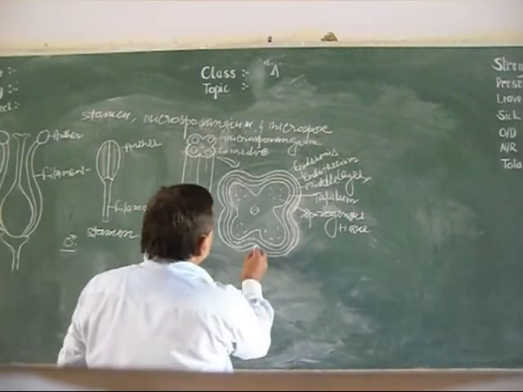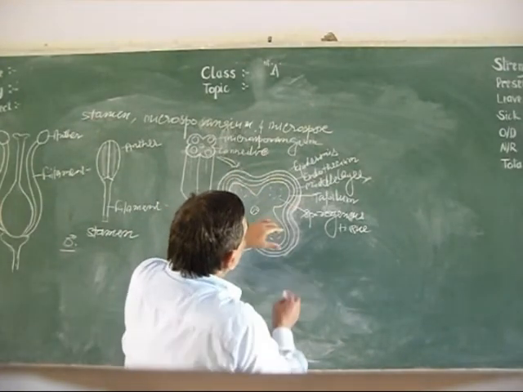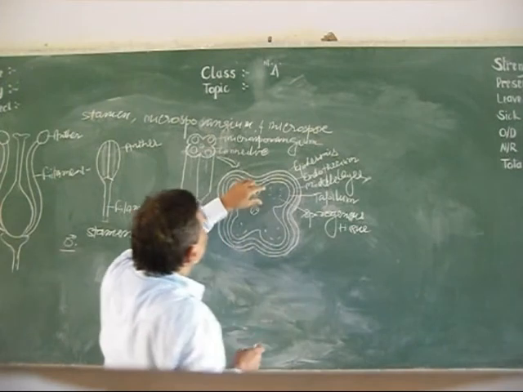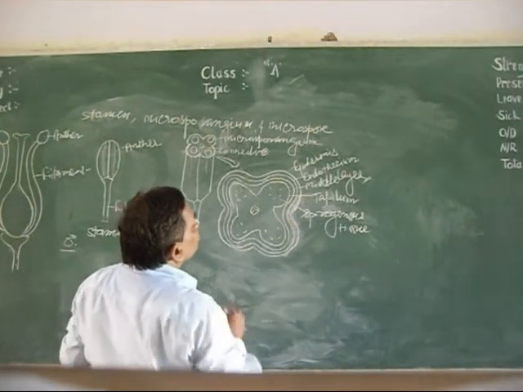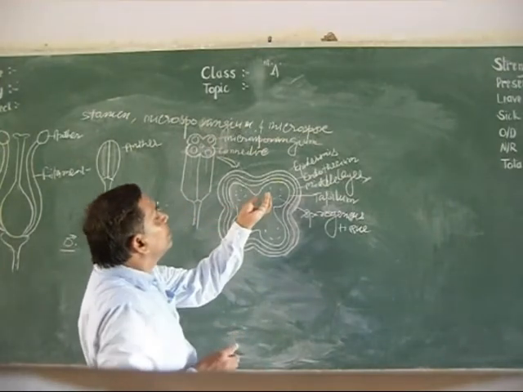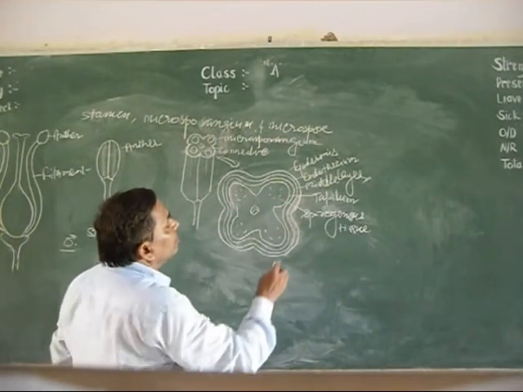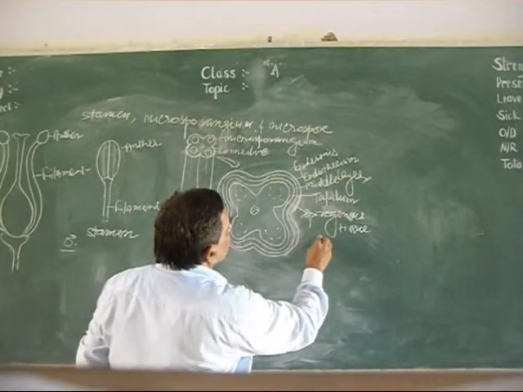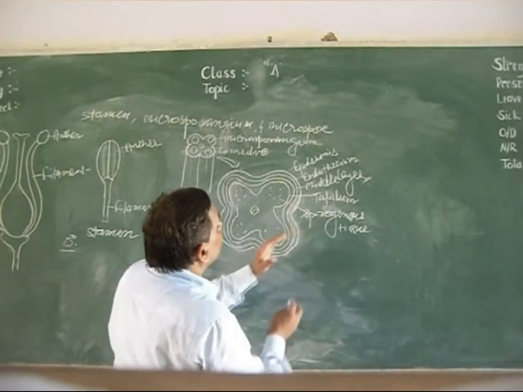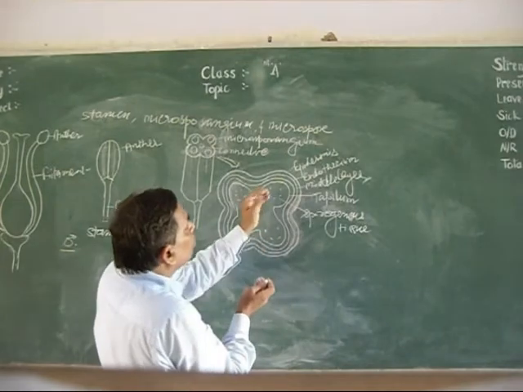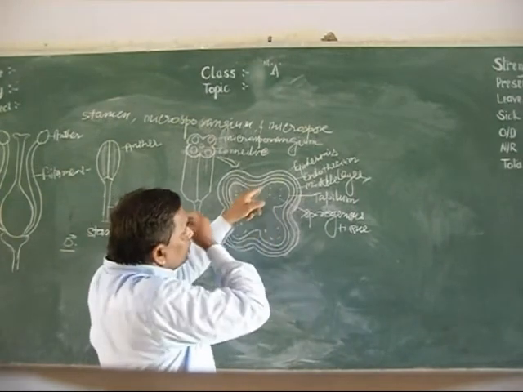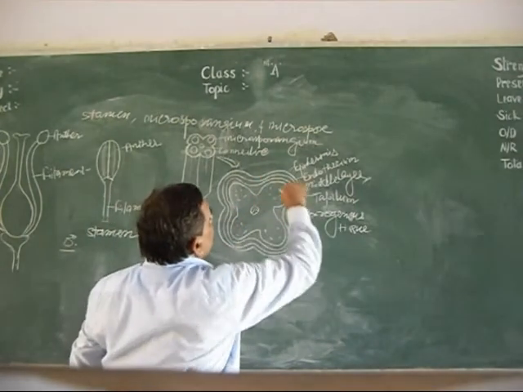So here is the sporogenous tissue. Now this sporogenous tissue contains sporogenous cells. These sporogenous cells now undergo meiosis division. But before we see microsporogenesis, we have to see these layers.